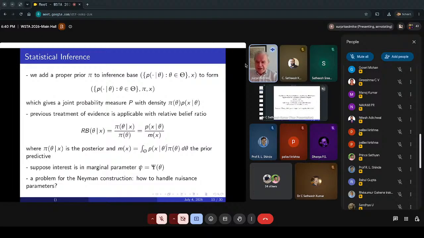This is all done purely within the context of a probability model, but I can apply that immediately when I go to the Bayesian context where I have a full probability model, right? I take the prior probability on theta, which I'll denote by pi, and I take the conditional probability of the data given theta, and the joint is given by their product, and that gives me a probability measure on the joint distribution of theta and X. And so I can go to the relative belief ratio.